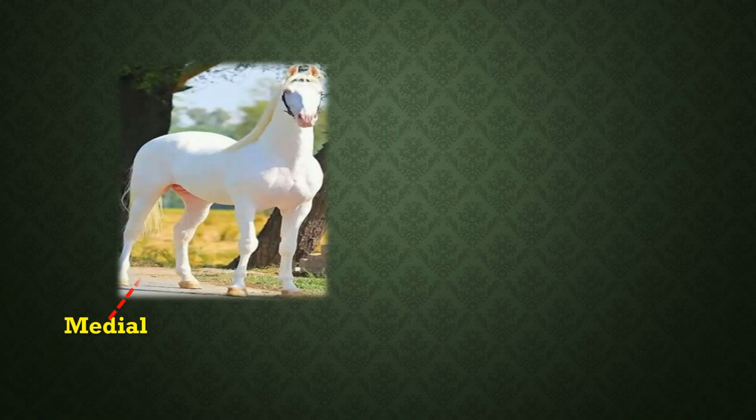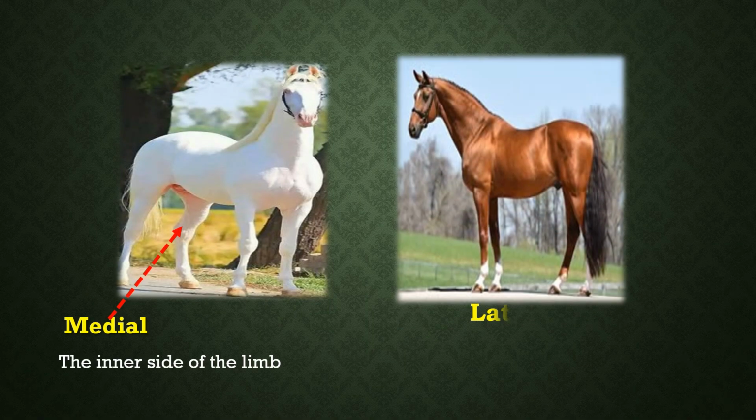But when we use them for a limb, medial describes the inner side of the limb, whereas lateral describes the outer side of the limb. Therefore, medial and lateral directional terms are used for describing bodies and limbs.